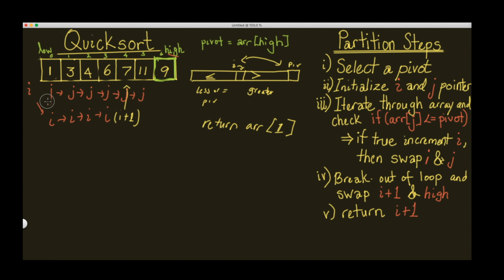So we're going to erase this, and then we're going to start over with 9 as our pivot. All right, so we have 9 as our pivot, and we have I already initialized to low minus 1, and J is initialized to low. So we're going to iterate through this array again.